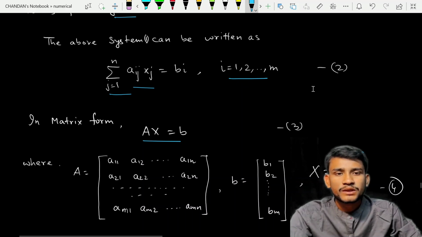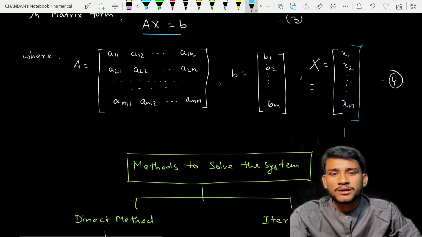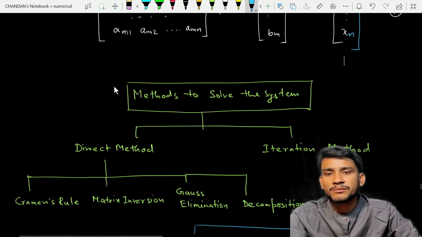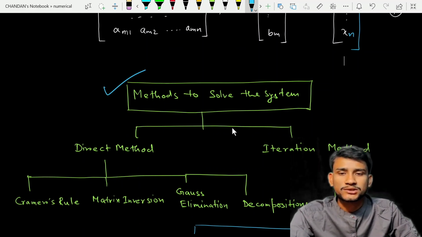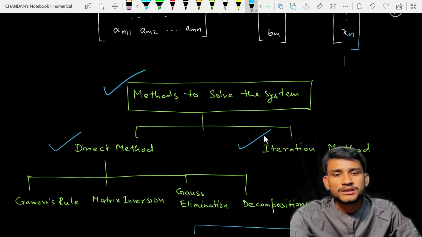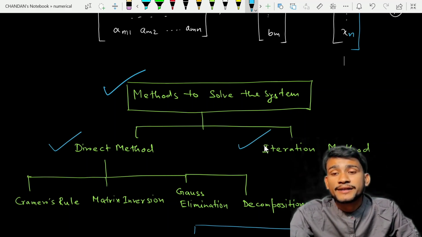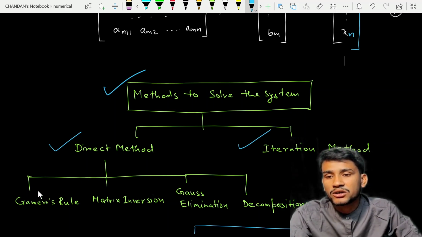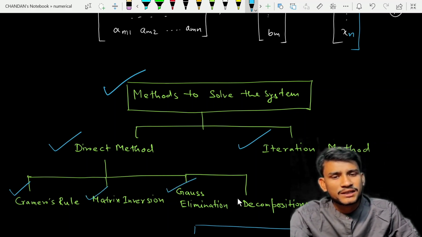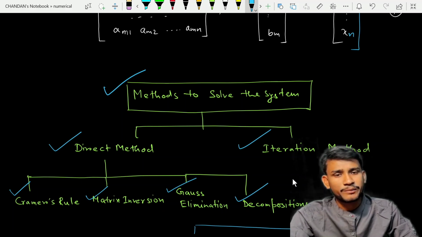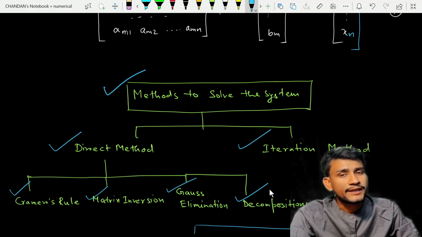Now, the methods to solve the system. There are basically 2 methods: one is the direct method and another is the iteration method. In the direct methods we have Cramer's rule, the matrix inversion method, Gauss elimination, and decomposition methods. These types of methods come under direct methods.